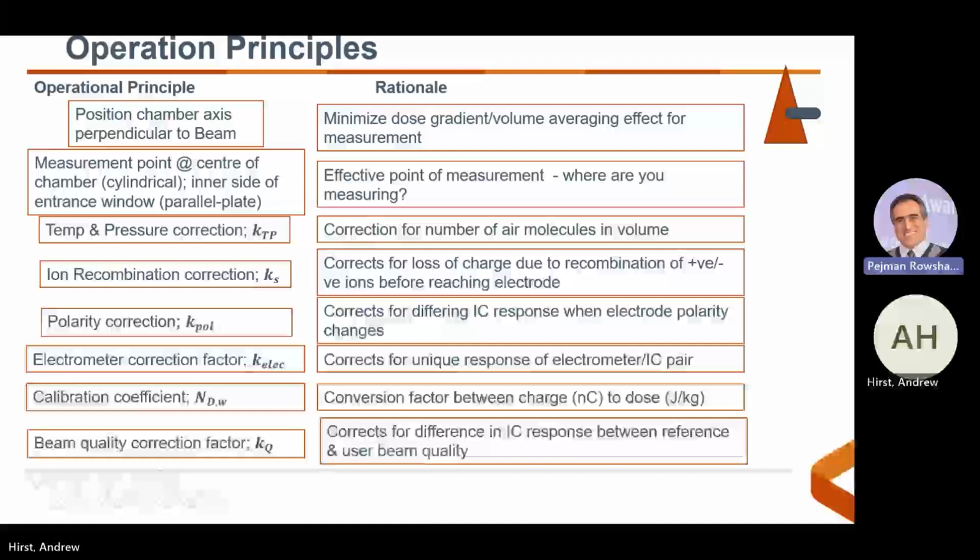And finally, your beam quality correction factor. This corrects for the differences in your ionization chamber response between your reference conditions, say your chamber is calibrated at 6 megavolts, but you're using it at 10. That chamber is not going to have the same response between those two different energies for the same amount of dose given. So you need a correction factor that accounts for this difference in the energy, or the energy spectrum, of the beam that you're delivering. And that's another factor that's given to us by the primary standards dosimetry laboratories.